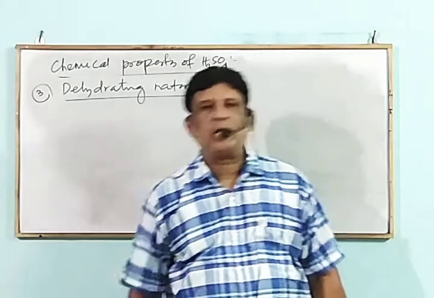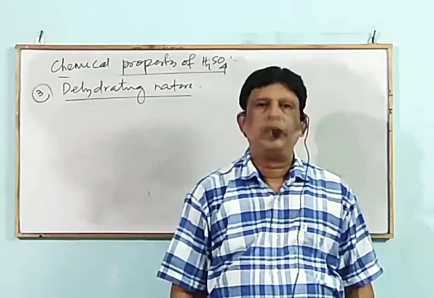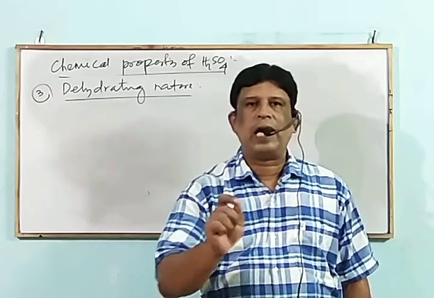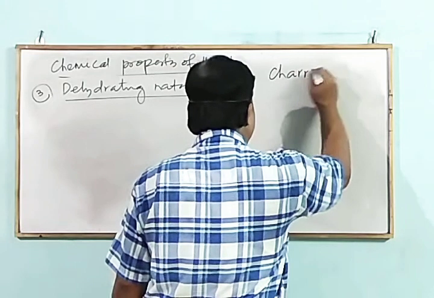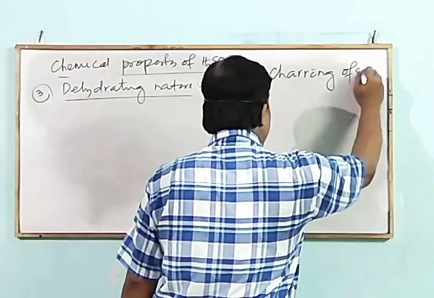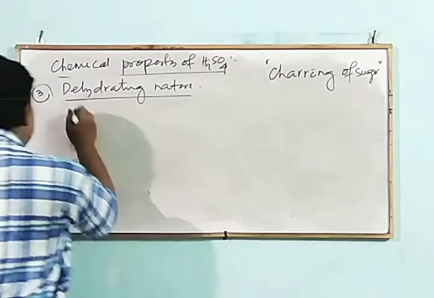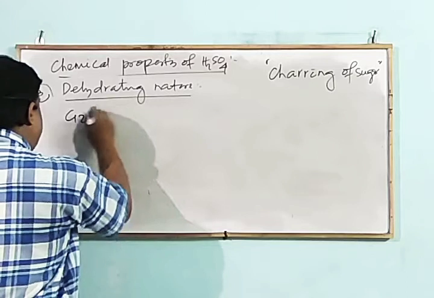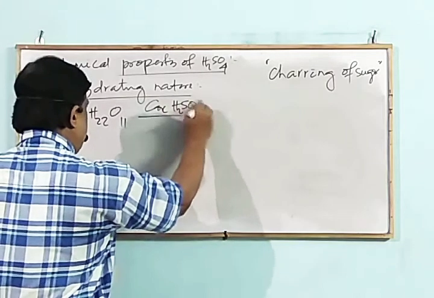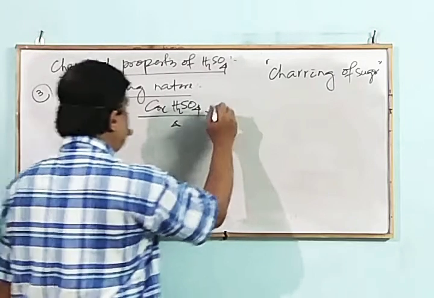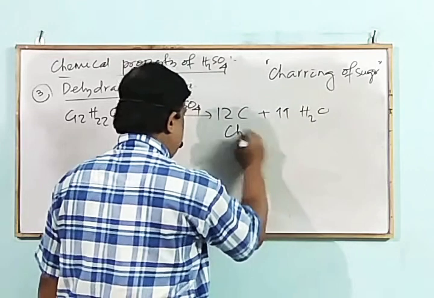When heated with concentrated sulfuric acid, it becomes char. This process is known as charring of sugar. Very, very important. This is known as charring of sugar. Mark that. C12H22O11 with concentrated sulfuric acid forms 12 C plus 11 H2O. It is known as char.